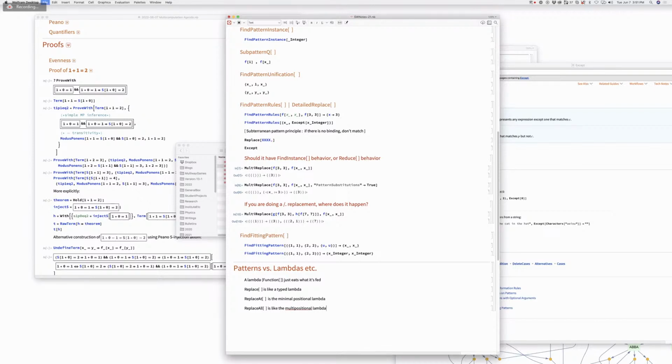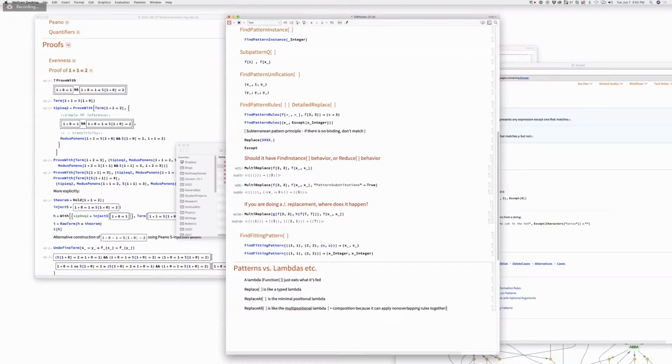So maybe it's a composition of positional lambdas, just because you can compose them as you compose usual functions. Well, but it's a different thing. I mean, multi-positional lambda plus composition, because it can do more than one rule. It can apply non-overlapping rules together. See what I'm saying?